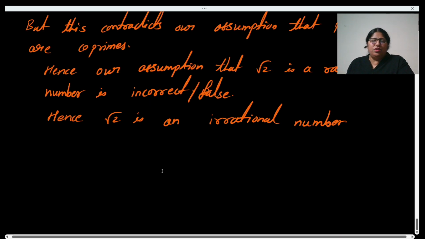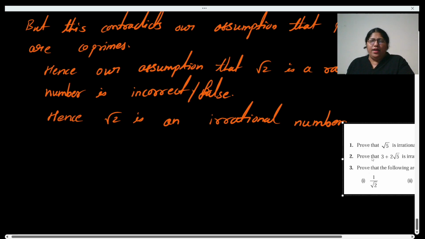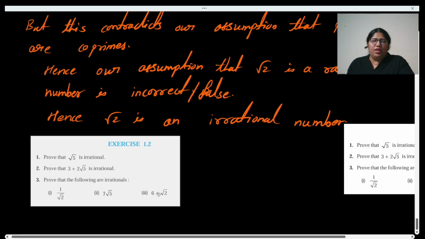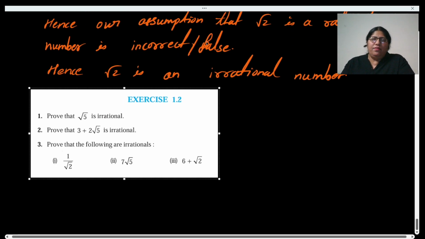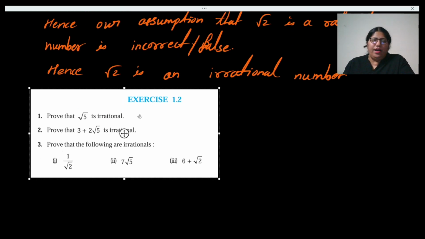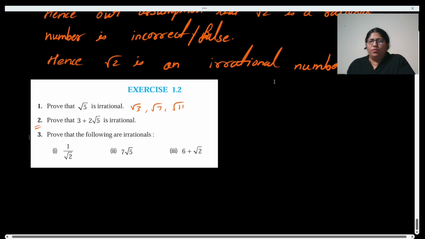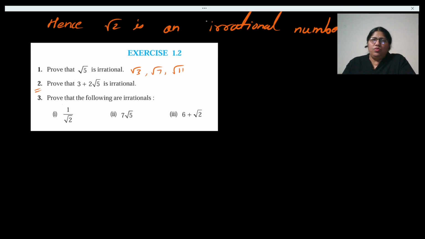Now which kind of questions will you see here? Look here, there can be root 2, root 3, root 5. So root 2 is a theorem. In a similar way you can prove root 5 or root 3 or root 7, root 11. Any prime number inside a root, you can prove that it is irrational. Then how are you going to prove question number 2? Because in question number 2, there is something which has been added there.